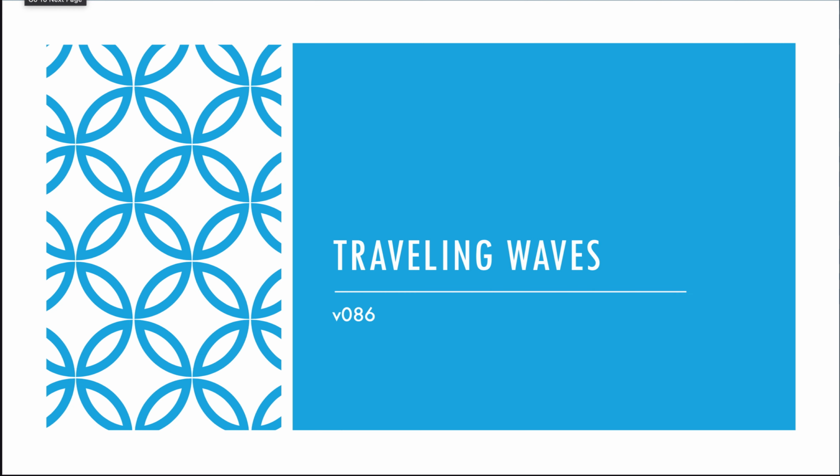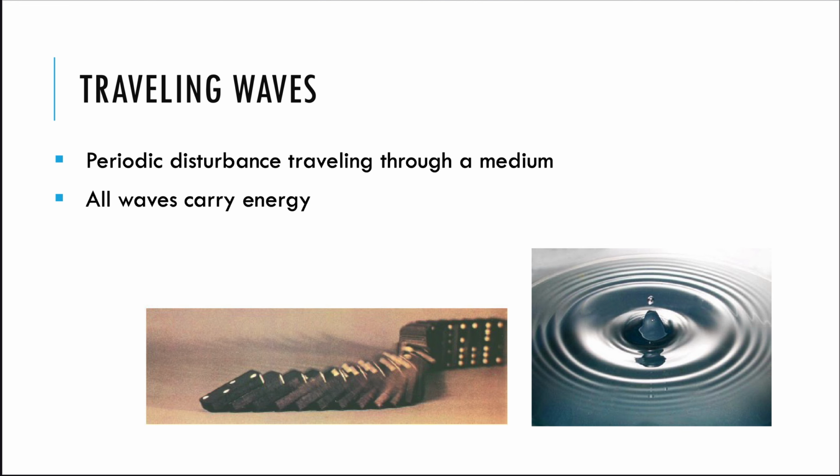What do you think about when you think of waves? Do you think about ocean waves? Well, those are definitely a type of wave, but there are so many waves. What about radio waves or ultrasound waves or sound waves from musical instruments? All of these waves are called traveling waves. Traveling waves are periodic disturbances traveling through a medium. Periodic means it's going to occur over and over again. The medium is the substance through which the wave is moving.